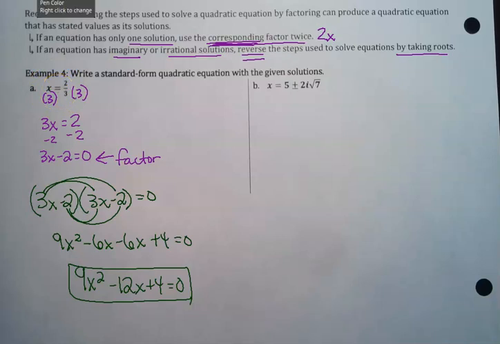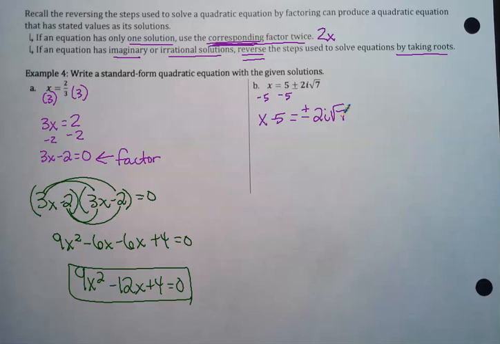Part B is an example of when we have an imaginary solution. We're going to reverse the steps used to solve the equation by taking roots, which means at some point we're going to square it. But first, in order to square it, we have to isolate the squared term. So we need to subtract 5 from both sides. So x minus 5 equals the plus or minus 2i times the square root of 7.